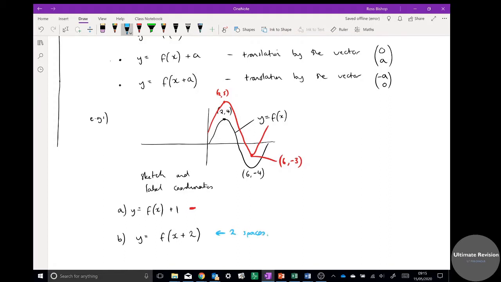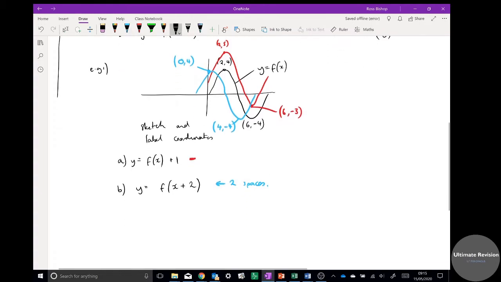Now the b, that means it's going to shift to the left 2 spaces. That only changes the x coordinate. So this point is going to end up here on 0. In fact, the whole thing is just going to shift over to the left, and that coordinate there will now be 0, 4. The y coordinate this time remains unchanged. That'll be 4, negative 4. Okay? And there you go.